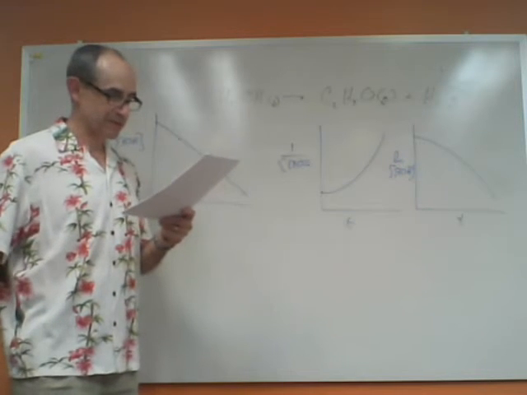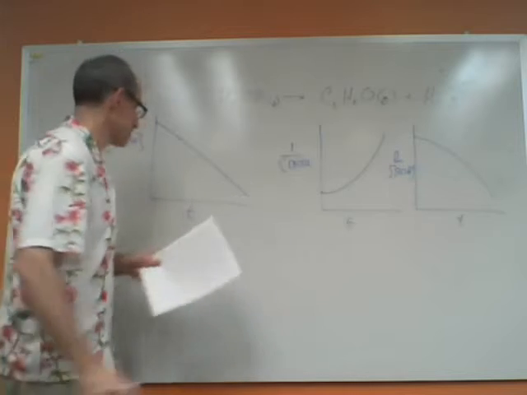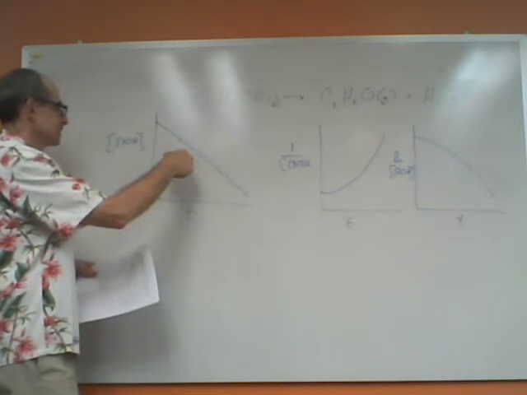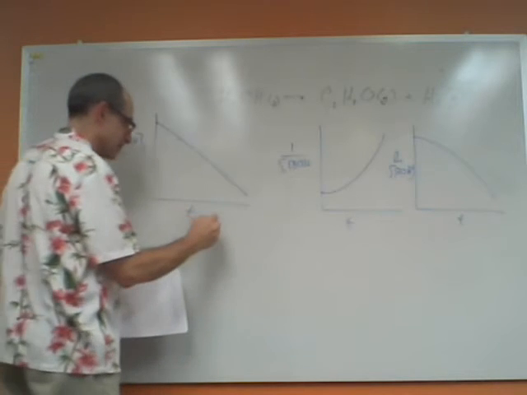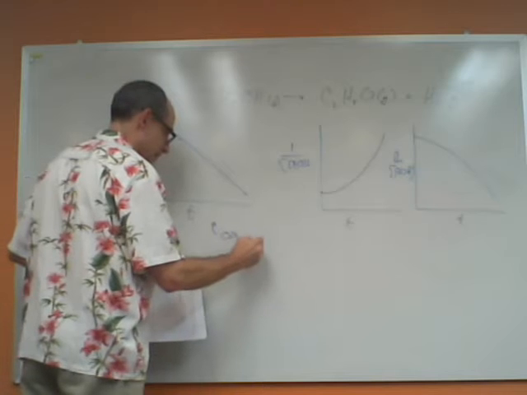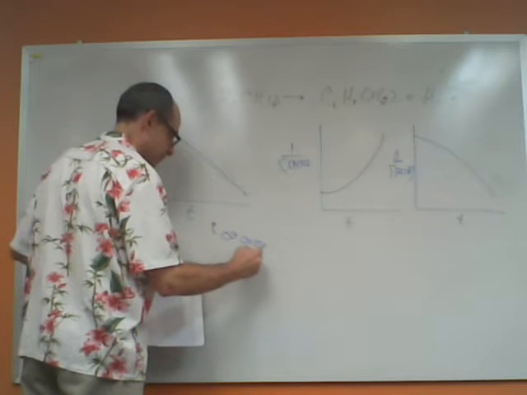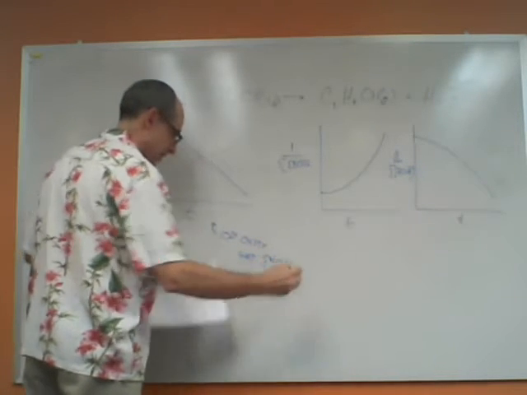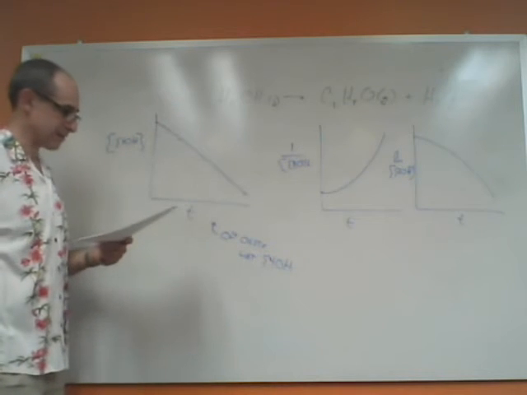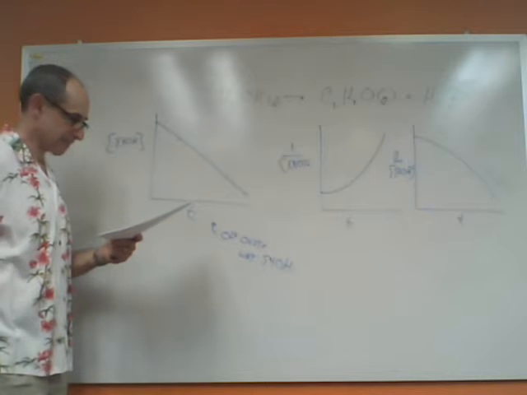The order of the reaction with respect to ethanol, and justify your response. Because you've got a linear graph of concentration versus time, this is 0th order with respect to ethanol, because this graph of concentration of ethanol versus time is linear.